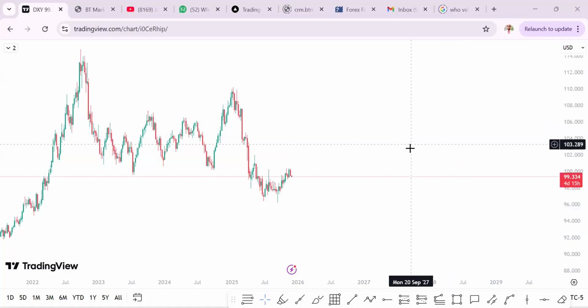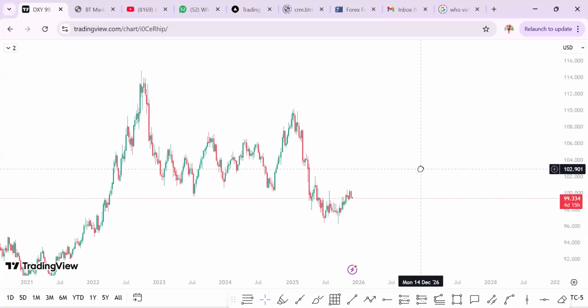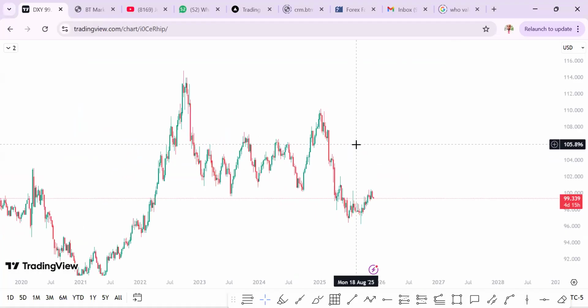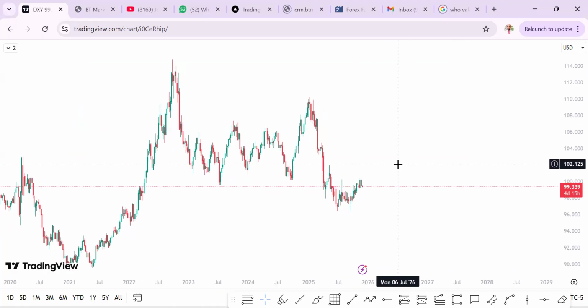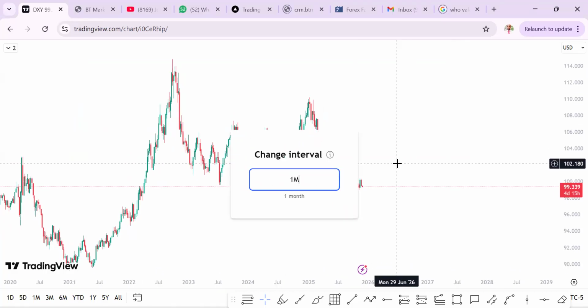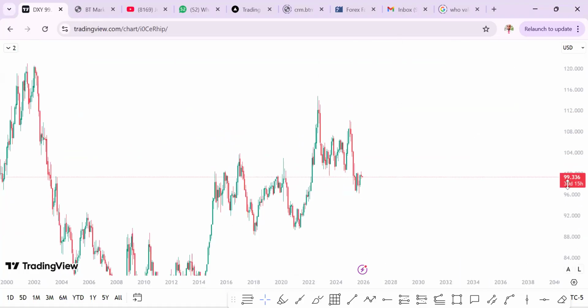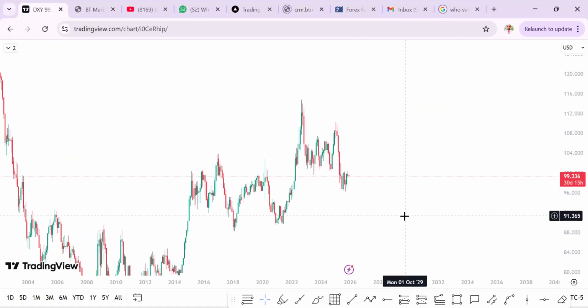So this is a monthly time frame on DSY. We want to see where we end up, what the monthly is doing. Am I right that this is a monthly time frame? Okay, here's the monthly time frame. So far so good.